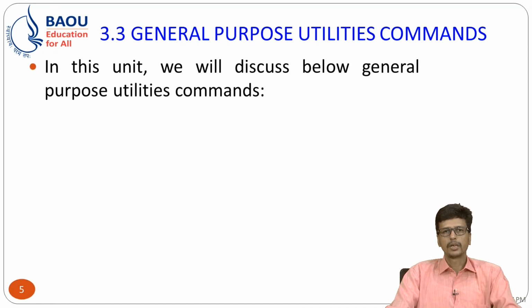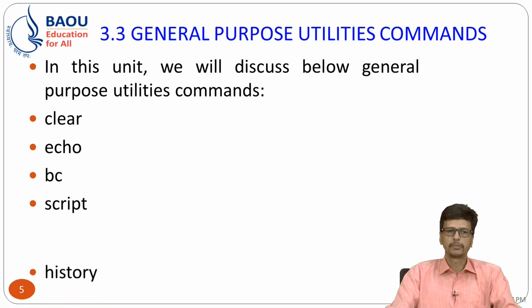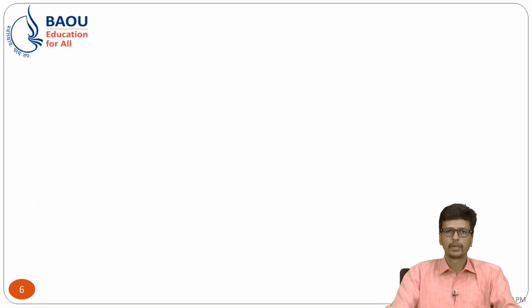So these are the general purpose utility commands, in which we are going to start with the clear command, echo command, bc command, script command and history command. These are the commands that we are going to discuss in today's session. Now starting with the first one, that is the clear command.